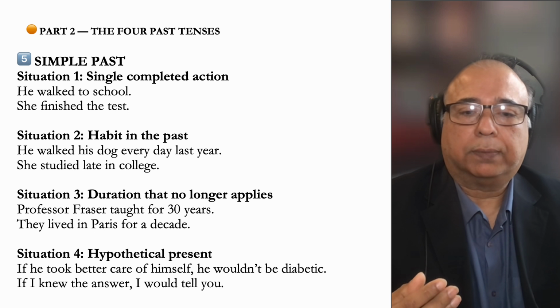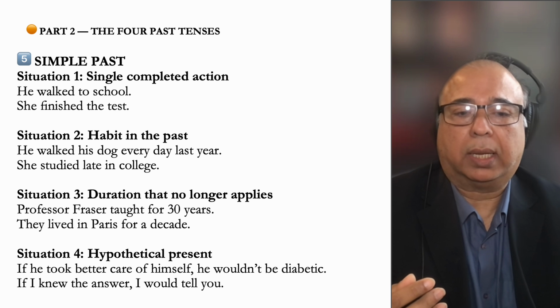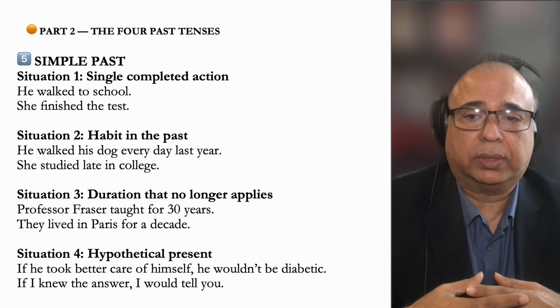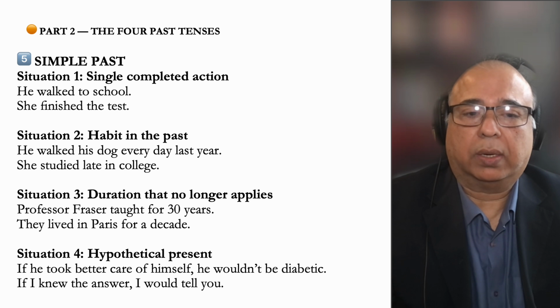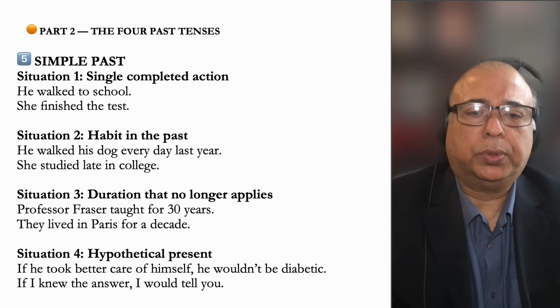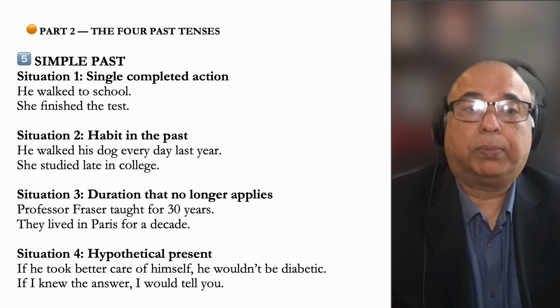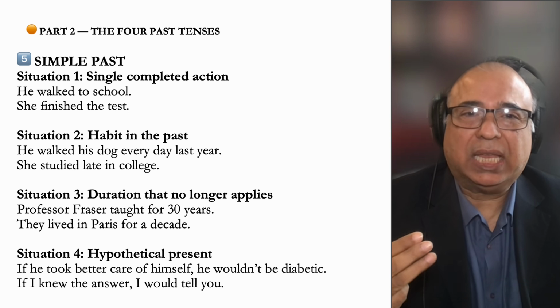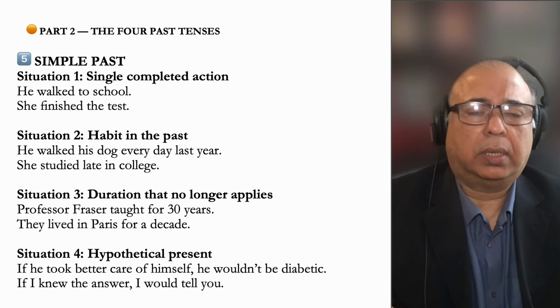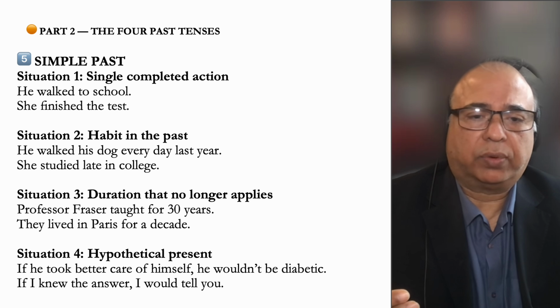A third situation, duration that no longer applies. Professor Fraser, who was my dissertation advisor, taught for 30 years. Okay, and he passed away 2 years ago. They lived in Paris for a decade. For 10 years they lived in Paris, and then they moved to Italy. Right? They started living in Rome, for example.